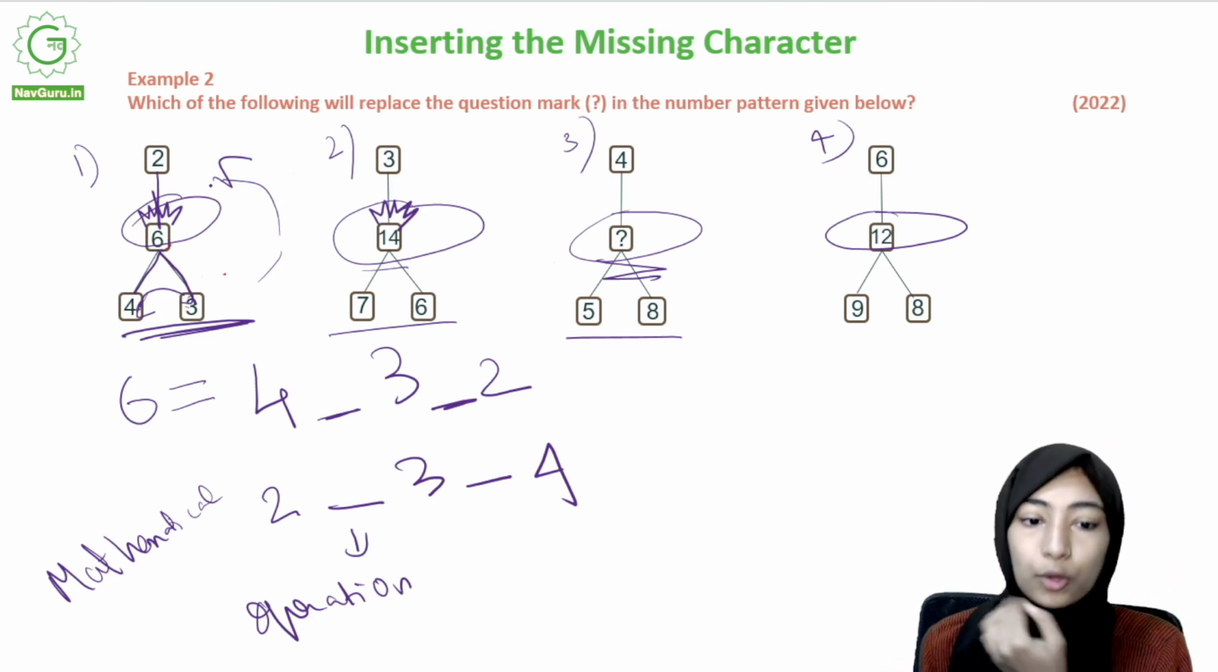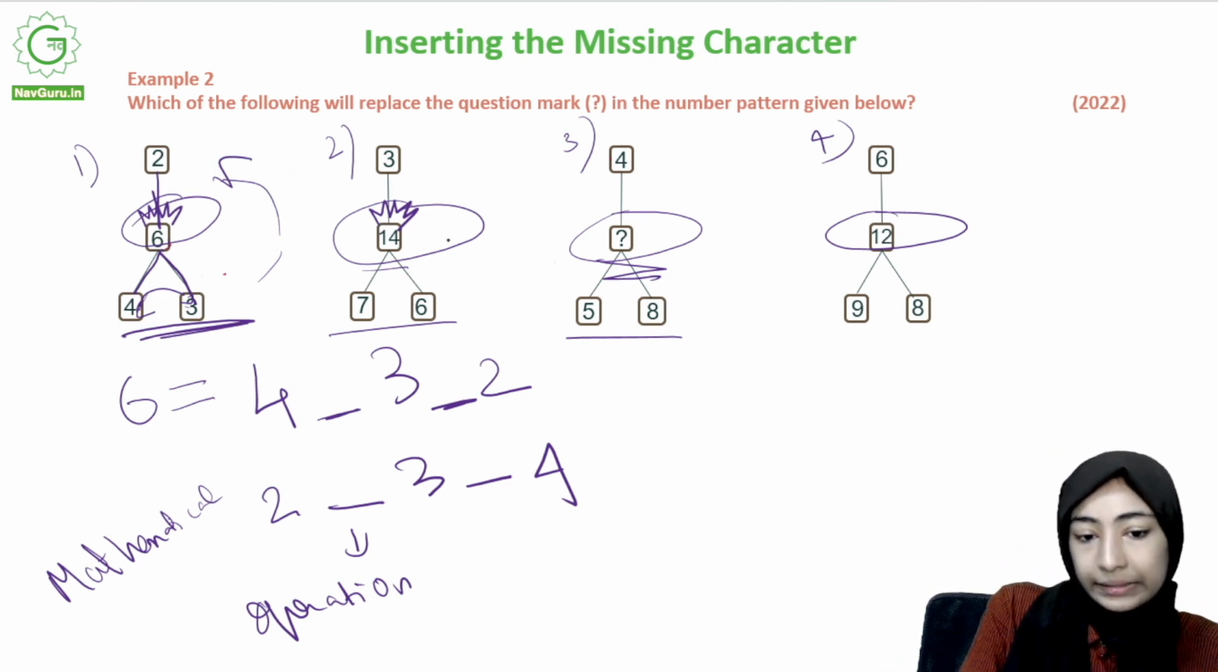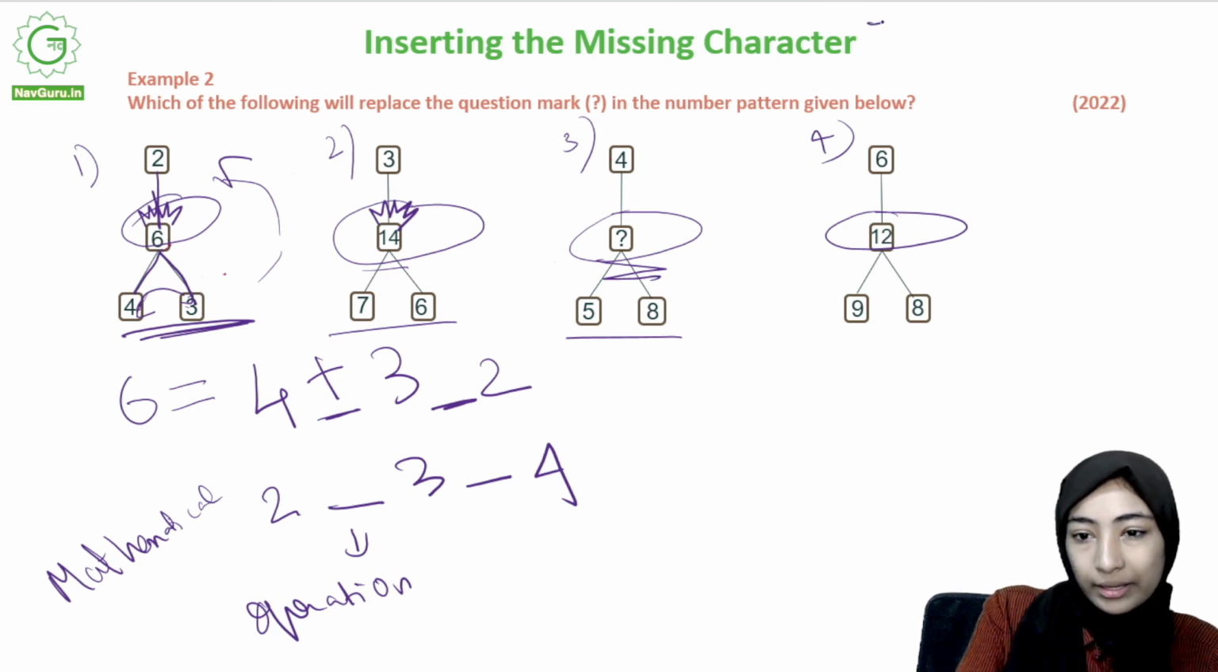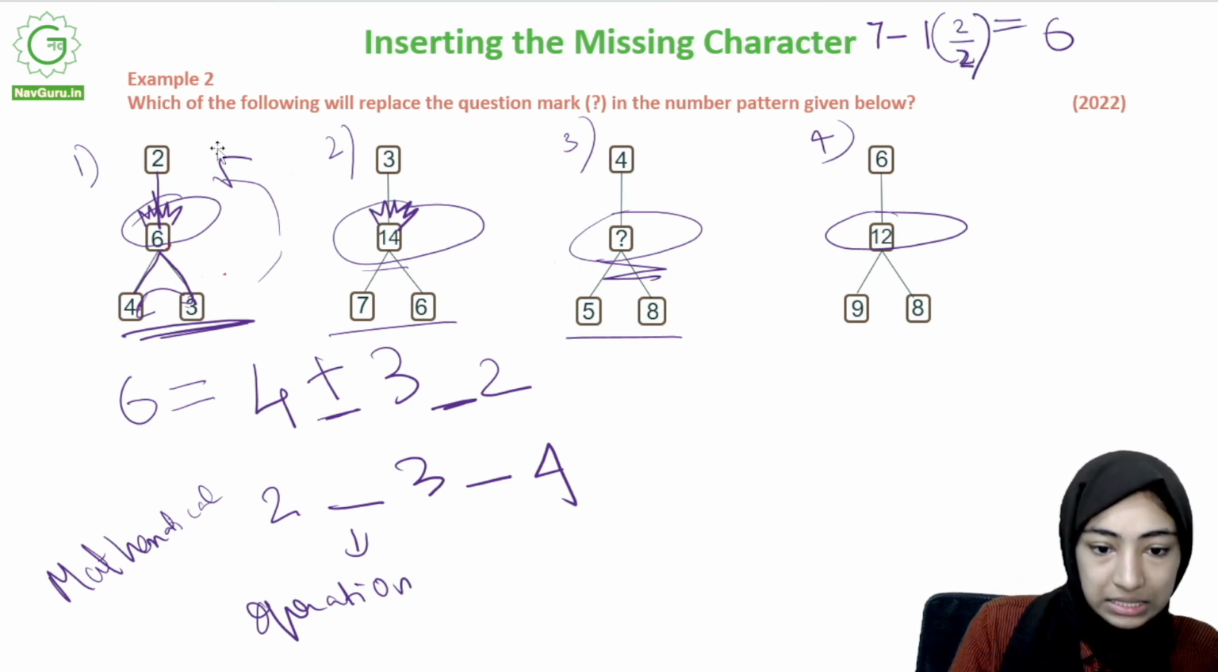Now we'll see what it would be. We try with addition first. 4 plus 3 gives you 7. How do you get 7 from 6 using a 2? I could write it as 7 minus 1 is a 6, right? But I need this in terms of 2. So I can write 1 as 2 by 2. So 7 minus 2 by 2 is 6. But does this work? We'll have to find out.